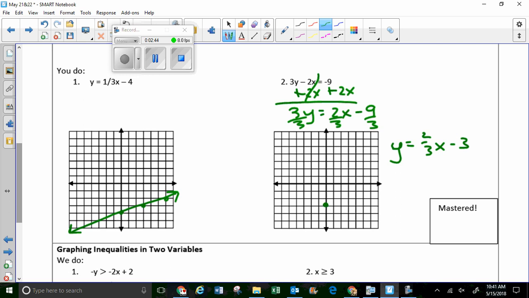So start at negative 3, go up 2, right 3, up 2, right 3, or down 2, left 3, and draw yourself that line. So there you go.